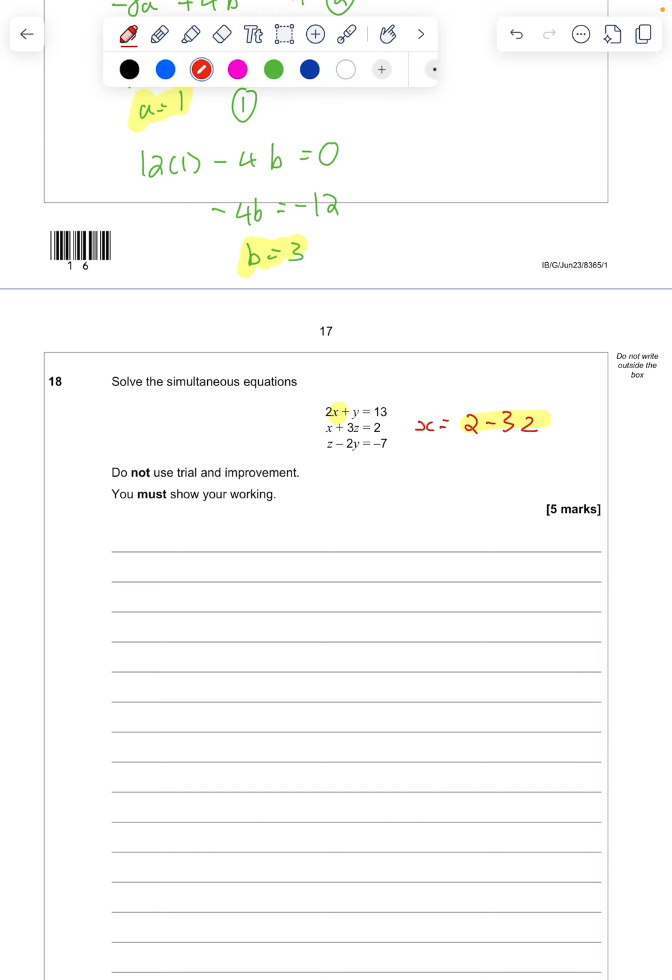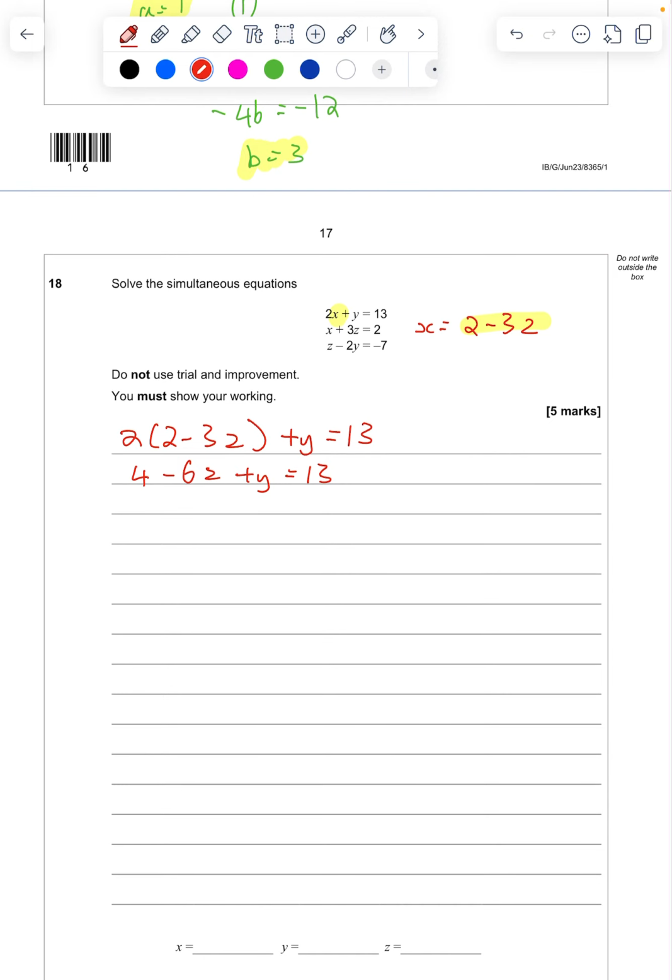So putting it into equation 1, you're going to be getting 2 lots of x, where x is 2, take away 3z, plus y equals 13. Now there's still going to be 2 unknowns here, but my unknowns are now z and y, which I've also got down here, and I can then eliminate these later. So let's work through this. So 2 times 2 is 4. Take away 6z, plus y gives me 13. So I'll write it as y, take away 6z, take away that 4 is going to give me 9. That's going to be, call it equation 1.